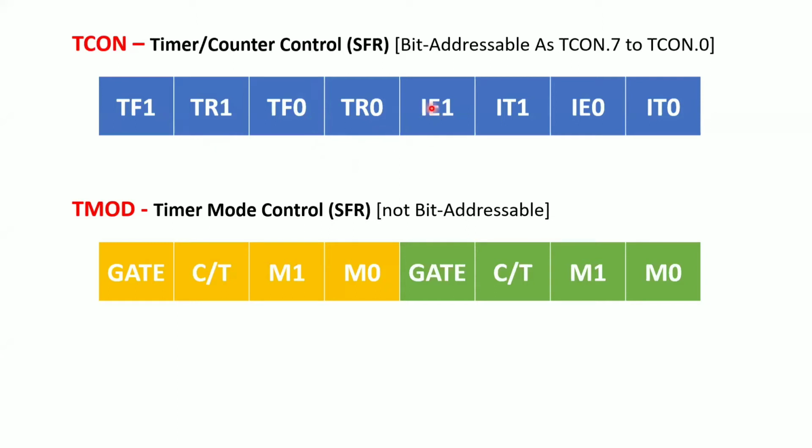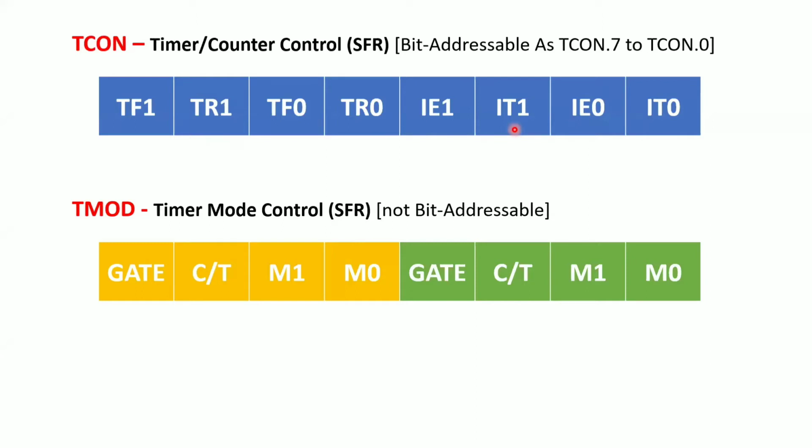The remaining 4 bits are related to interrupts. What about IE1 and IE0? External interrupt flags. I'm sure you know that there are two external interrupts, INT0 and INT1. For INT0 the interrupt flag is IE0, and for INT1 it is IE1. The next two bits are IT0 and IT1. These are the external interrupt type control bits.